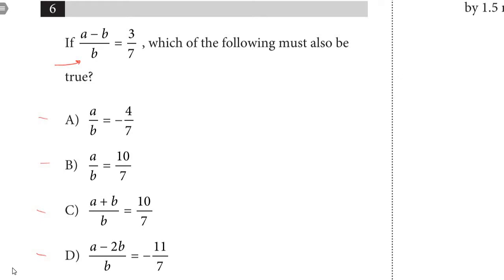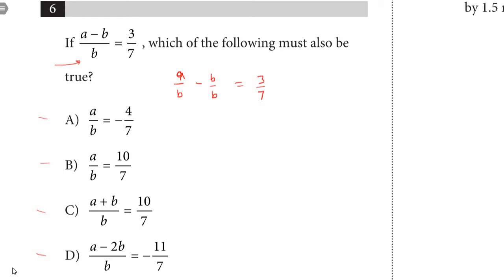So how can we rewrite this? How can we simplify it? Well, (a minus b) over b is the same thing as saying a over b, that's an a, minus b over b. Remember, this is just a property of fractions. If I have something minus something over something, I can just separate them out like such. So I have a over b minus b over b, and that is equal to 3 over 7.